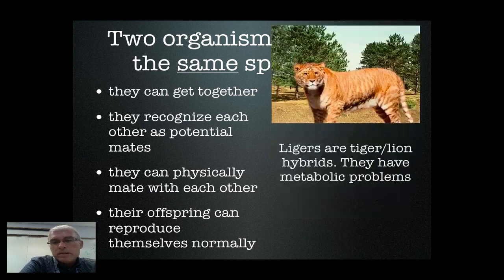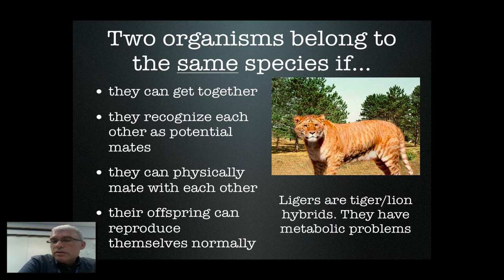Another example, ligers. Ligers are produced in zoos when lions and tigers grow up together and they don't learn to hate each other and they reproduce together to produce these hybrids. Ligers, though, aren't very healthy. They tend to grow too large and have metabolic problems.